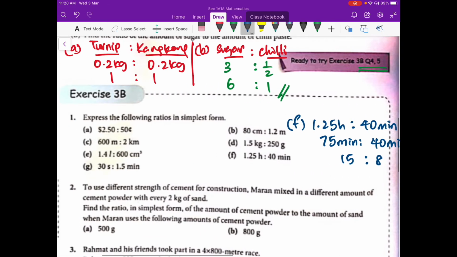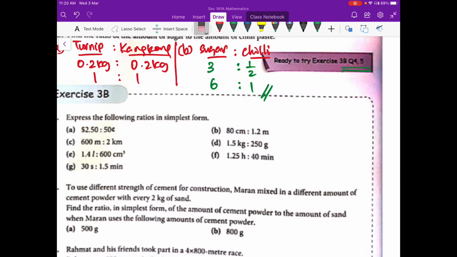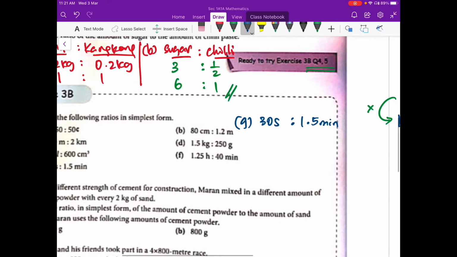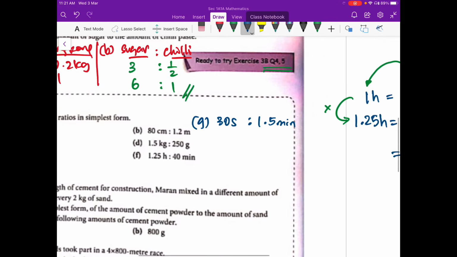Okay, next one, part G. 30 seconds to 1.5 minutes. Okay, same thing. Part G. 30 seconds to 1.5 minutes. Do you want to change seconds to minutes or minutes to seconds? Minutes to seconds. Anybody wants to change seconds to minutes? How many? Anybody? Okay, I will do that.